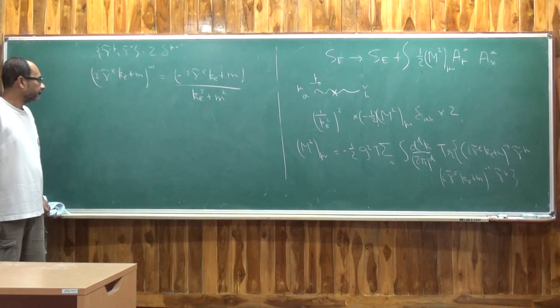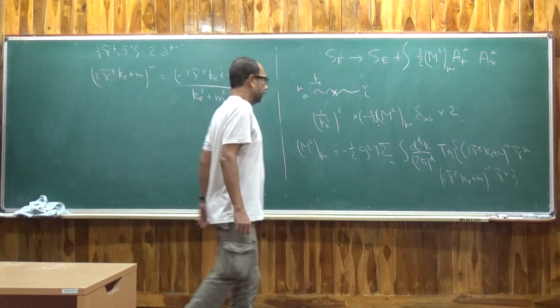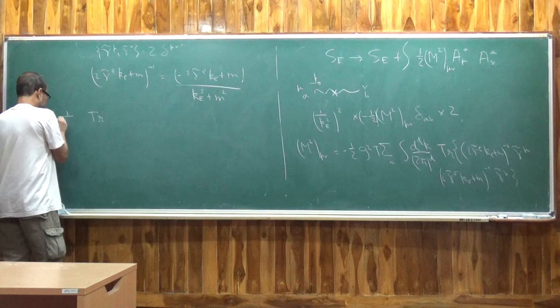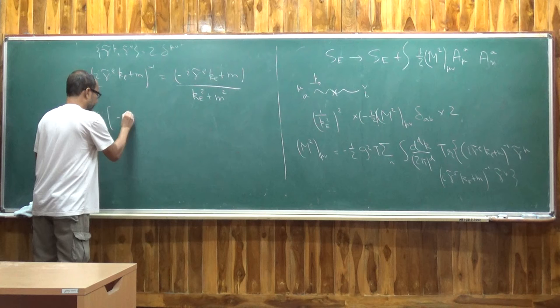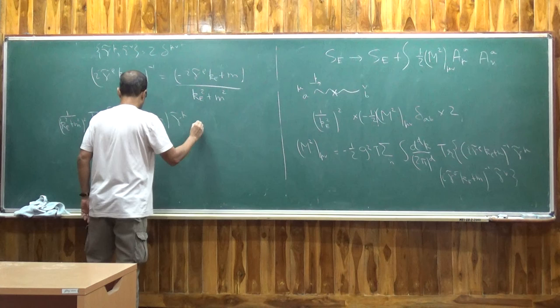So both of these I can now replace by this. So let's just calculate the trace part, okay? Because that's the complicated part. So you have a trace, so you have a 1 over k square plus m square whole square, and then inside the trace we have minus I gamma tilde rho k rho plus m gamma tilde mu minus I gamma tilde sigma k sigma plus m gamma tilde.